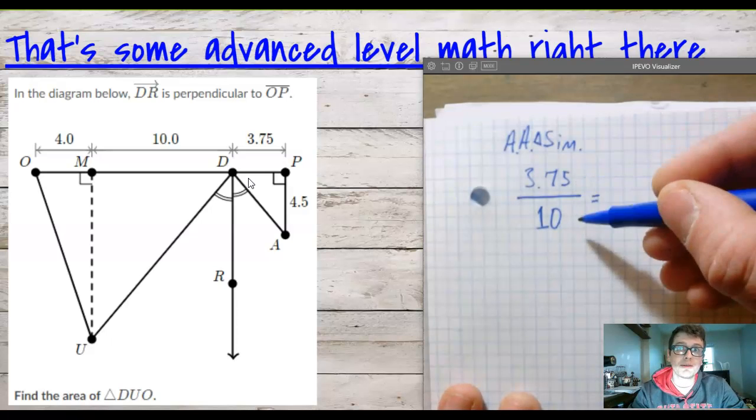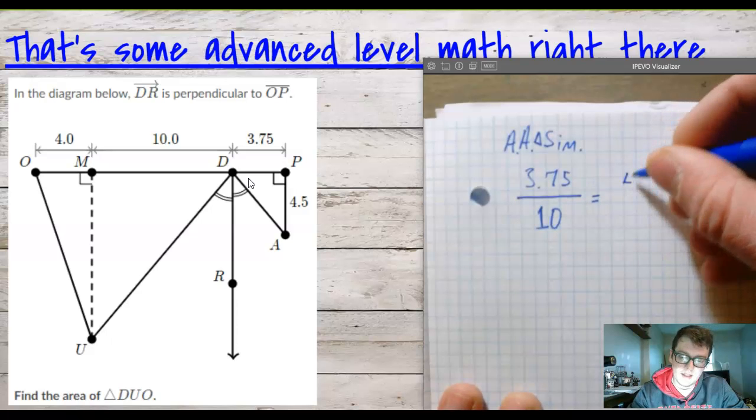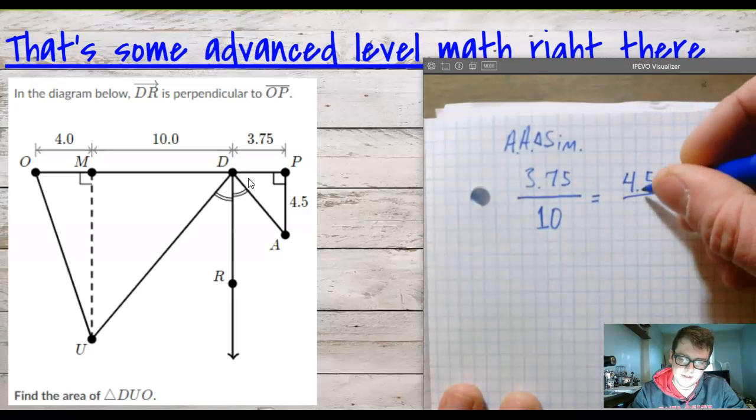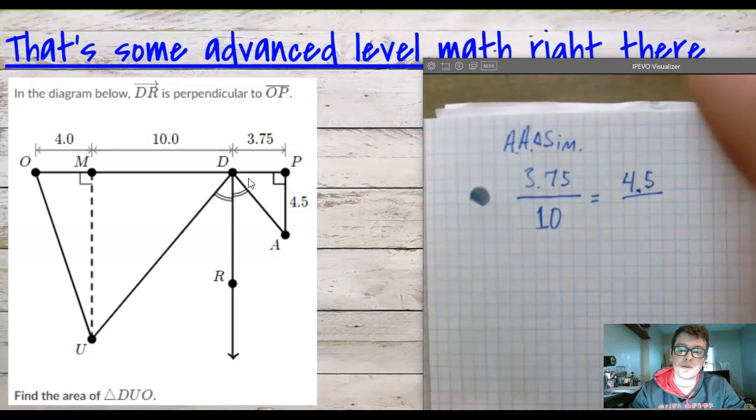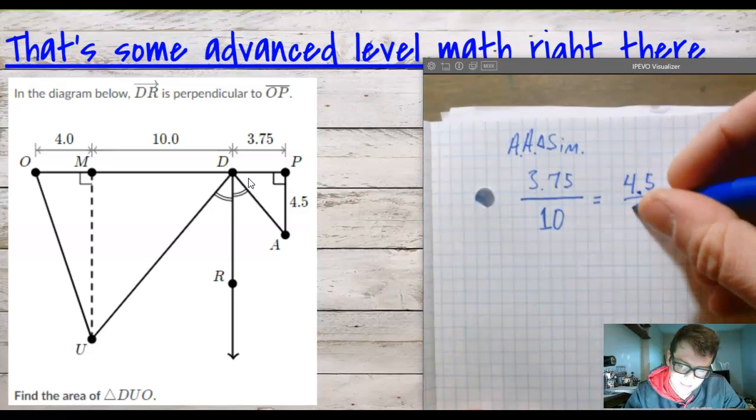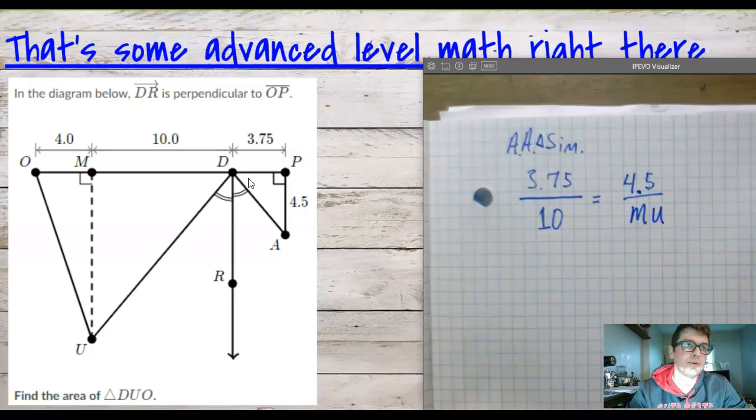But if we're relating base to base, then we could relate height of 4.5 of my smaller triangle to the line segment. I'm going to say MU because UM is gross.